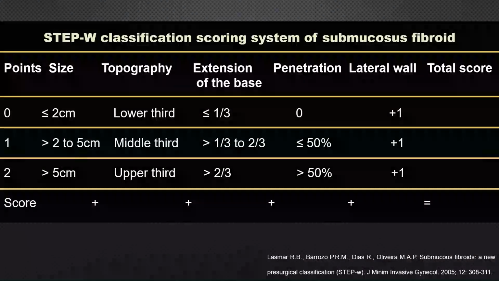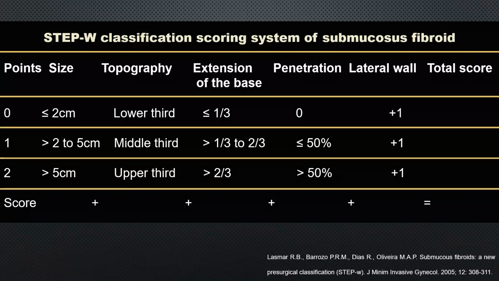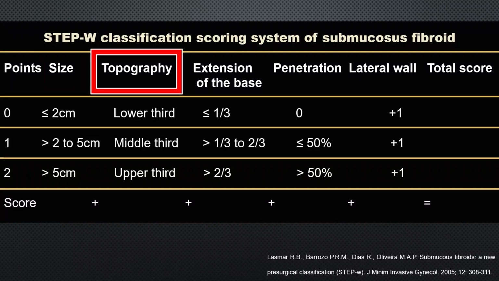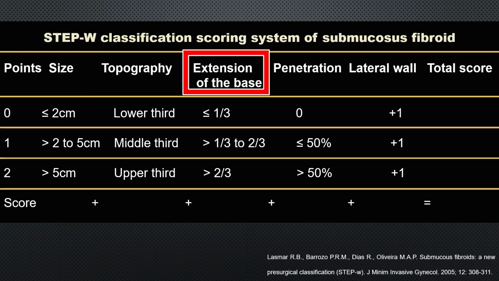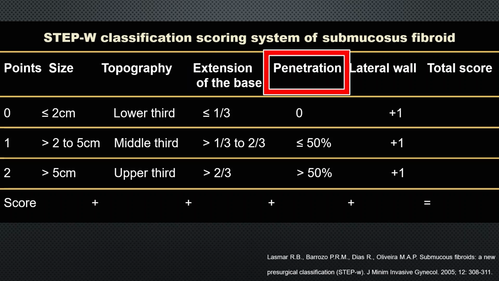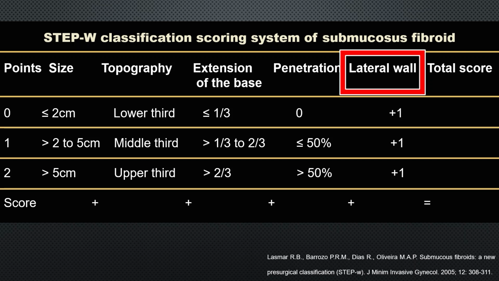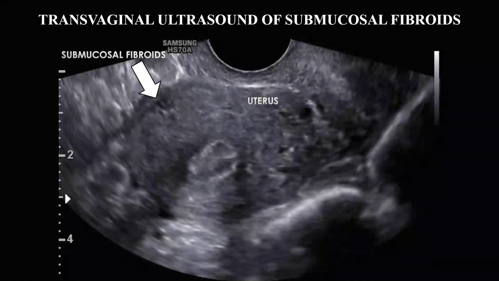The step W classification was based on the parameters that hinder hysteroscopic myomectomy, and four criteria were considered: the size of the nodule, the topography of the nodule, the extension of the base of the nodule in relation to the wall of the uterus, and the penetration of the nodule into the myometrium. When the fibroid is located on the lateral wall, an extra point is added regardless of the affected third.